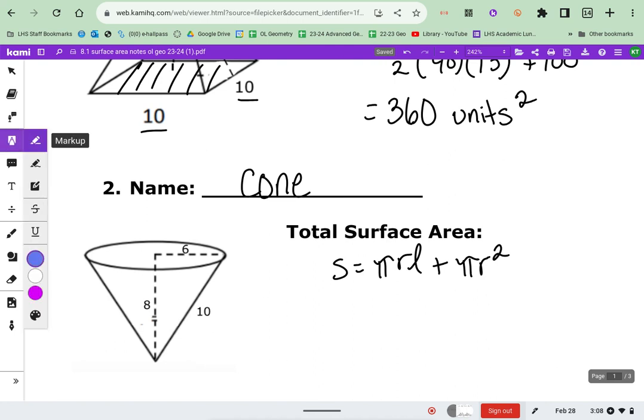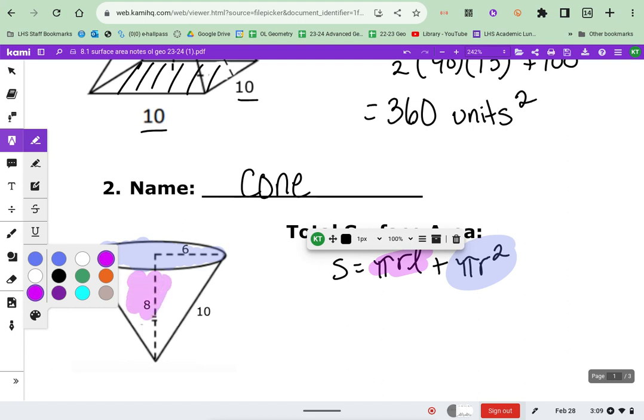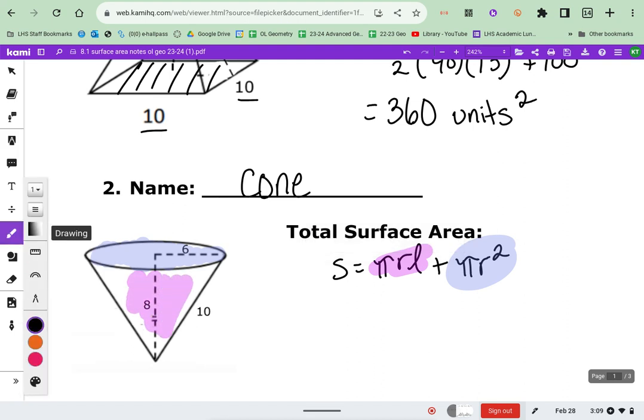So in this formula right here, do you guys recognize this part, the pi r squared part? What else is that a formula for? Just pi r squared. Circle. The area of a circle, right? So in this formula, the pi r squared part is what finds the area of the base. The pi r L part is what finds the area of the curvy side of your cone.